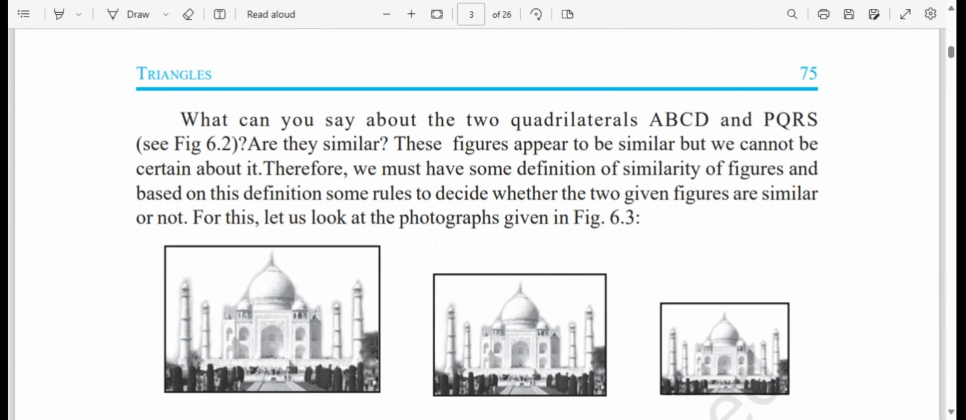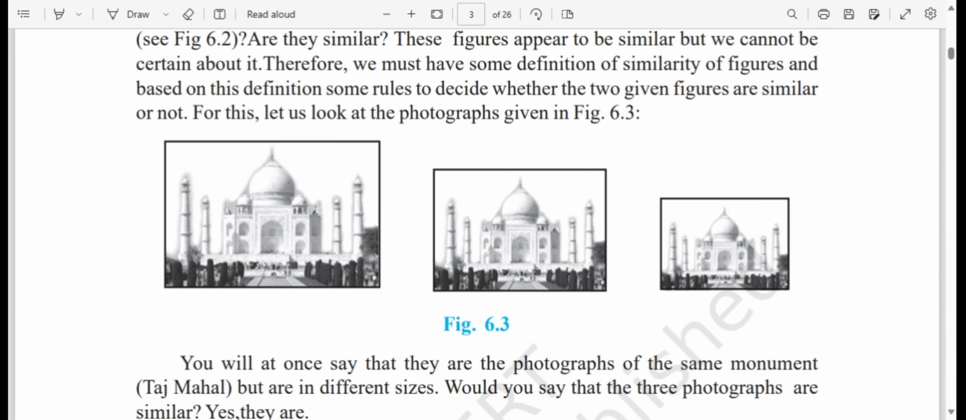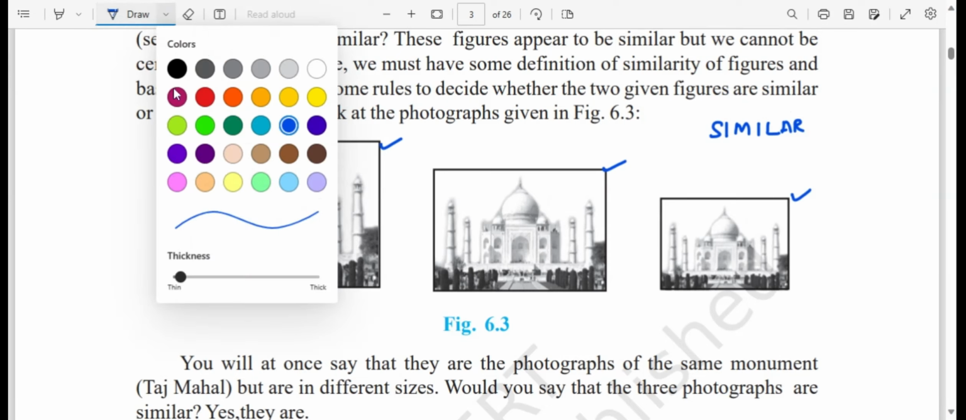How can we mathematically come up with something which is called similar, because we need to use mathematics to tell that these two triangles or objects or shapes are going to be similar? So how are we going to tell that mathematically? For example, we can see there are three Taj Mahals present. These are not congruent, but we know they are similar. All these three are similar, because by seeing the figure itself we can come to that decision.